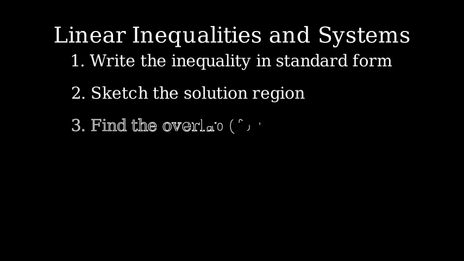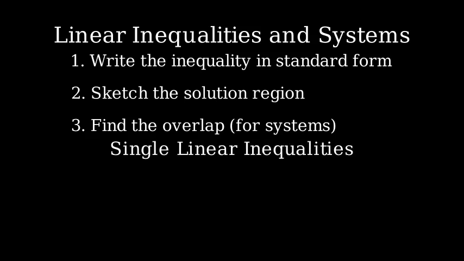First, we'll write the inequality in standard form. Second, we'll sketch its solution region in the xy plane. And for systems of inequalities, we'll find the overlap of the individual regions. Let's start with single linear inequalities. For our first example, we'll work with the inequality 2x plus 3y is less than or equal to 6.